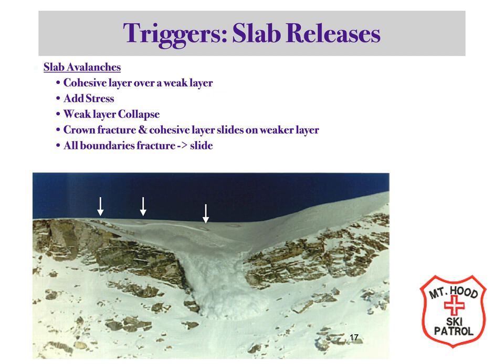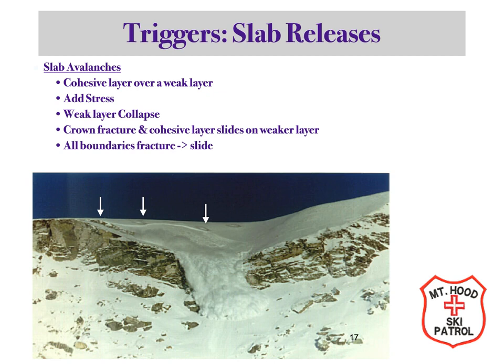Fracture propagates to form the crown and flanks, and the slab is released. The arrows in the photo show the crown line. You can see where there are buried structures in the crown line that acted as fracture points. The fracture propagated between these weak points.